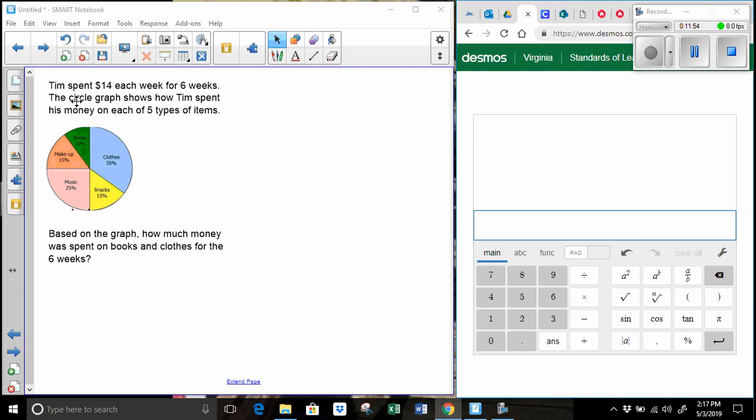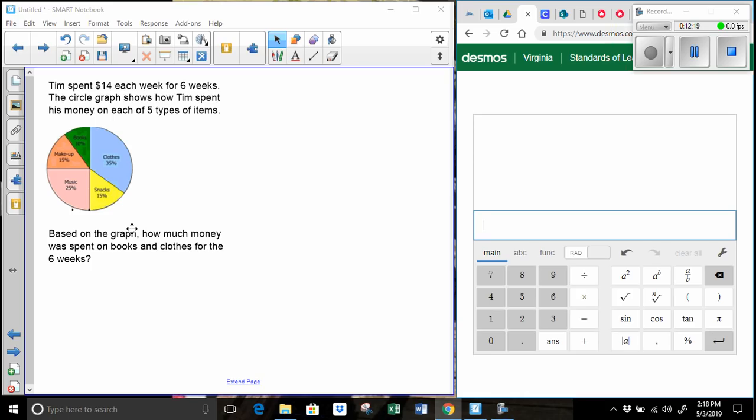It says Tim spent $14 each week for 6 weeks. The circle graph shows how Tim spent his money on each of 5 types of items. So we have books at 10%, clothes at 35%, snacks at 15%, music at 25%, and makeup at 15%. Now it says, based on the graph, how much money was spent on books and clothes for the 6 weeks?